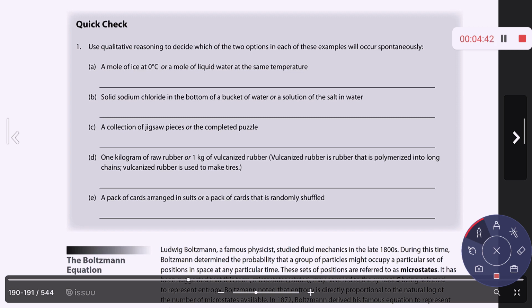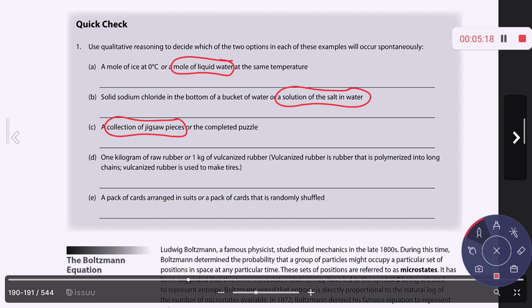So in A, if you've got a mole of ice at 0 degrees Celsius or a mole of liquid water at the same temperature, you want to ask yourself which one has more disorder, and therefore that one will occur spontaneously. Well, the liquid water is going to have more disorder because the particles are more randomly moving. In B, solid sodium chloride at the bottom of a bucket of water or a solution of salt in water. Well, in the solution, the ions that make up salt are freely moving about. C, a collection of jigsaw pieces or the completed puzzle. Well, the jigsaw pieces would be more random.